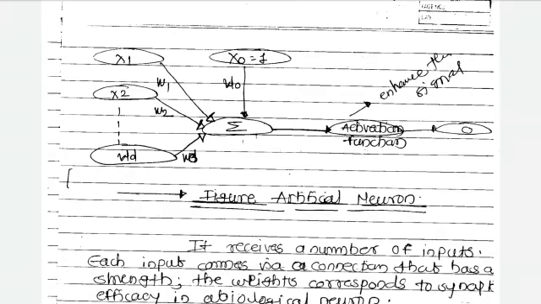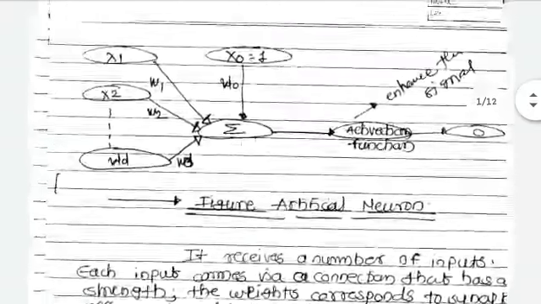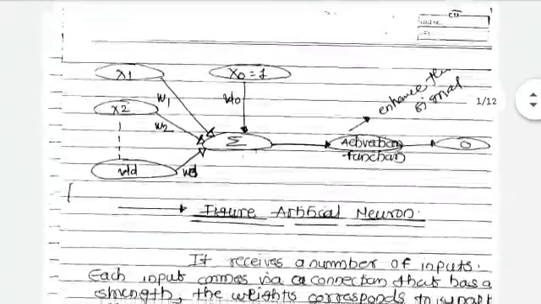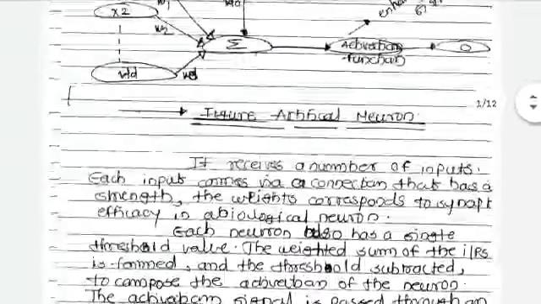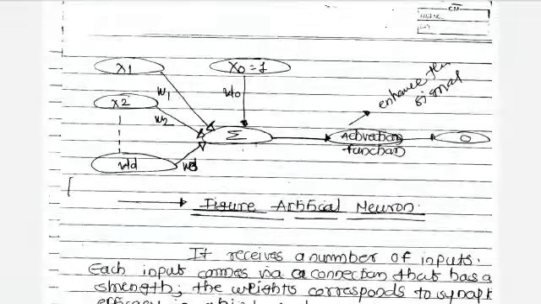Okay, this is your figure for the artificial neural network. It receives a number of inputs. Each input comes through a connection that has a strength. The weight corresponds to a synaptic efficiency in the biological neuron. Each neuron also has a single threshold value. The weighted sum of the inputs is formed and the threshold is subtracted to compose the activation of the neuron. Okay, don't confuse about these things.